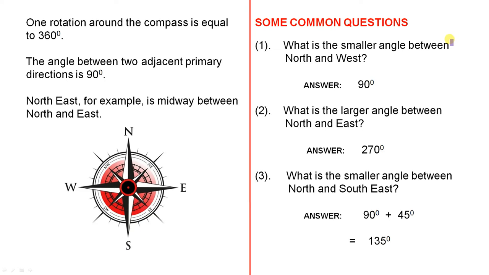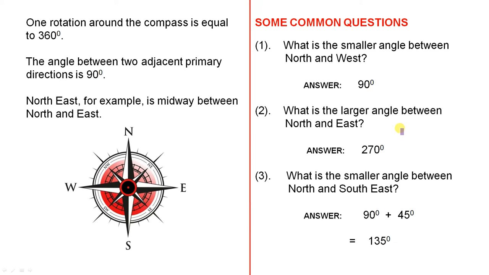Let's have a look at some common questions that we could be asked. What is the smaller angle between north and west? There is north and there is west. Now the smaller angle means this one, because you've also got the larger angle all the way around here. But because I'm asking specifically for the smaller angle, the answer is 90 degrees.